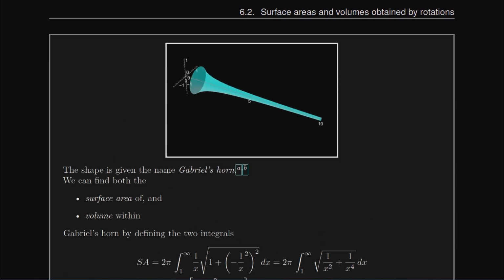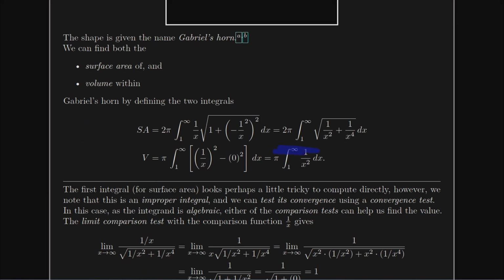Meanwhile, if we want to construct the volume of this horn, at least using the washer method or the disk method, volume is going to be pi r squared dx, or in this case pi 1 over x squared dx from 1 to infinity. So volume is pi 1 over x squared dx, and we're just going to go ahead and try to compute each of these and compare the surface area to the volume.